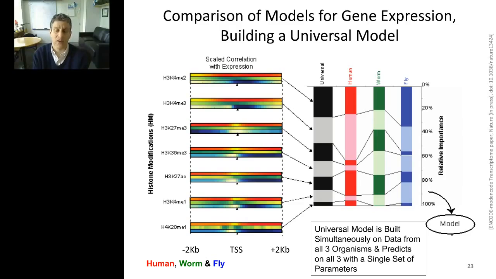We call this a universal model. And the importance of each of the marks in that universal model is shown by the black bar in the right-hand side figure with the word universal over it. And so you can see in that particular model, H3K4me2 and H3K4me3, which are very well-known promoter marks, are the most predictive or the most important marks in the model.